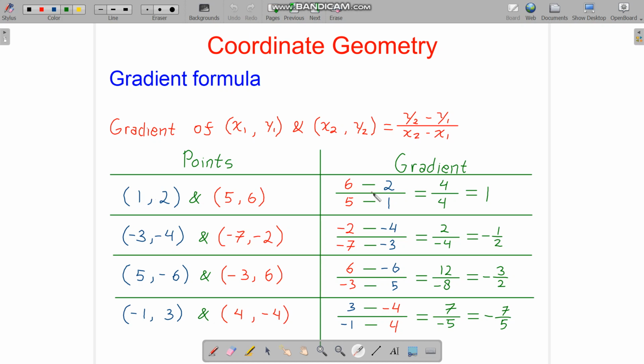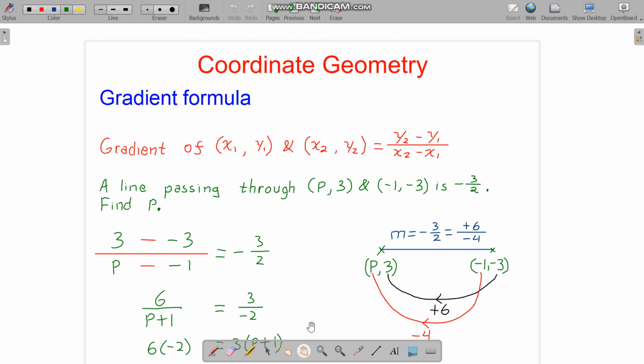So if we do red minus blue, we get 6 minus 2 over 5 minus 1, and we get the gradient. Use a calculator. Or actually we can also do it from left to right, or blue minus red, so we get exactly the same result if we do blue minus red or red minus blue. Here are more examples. You can check and use your calculator.